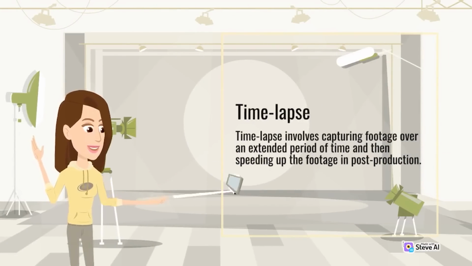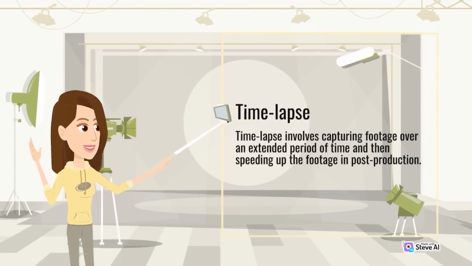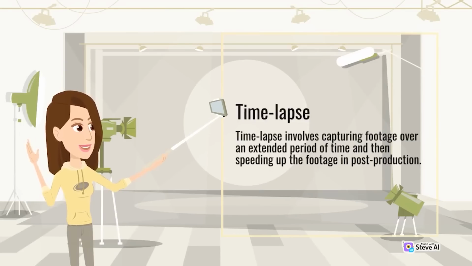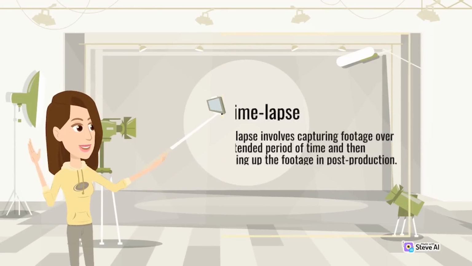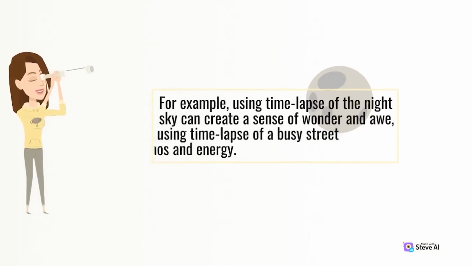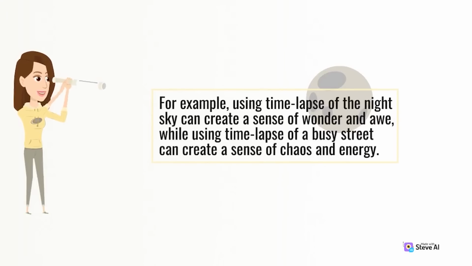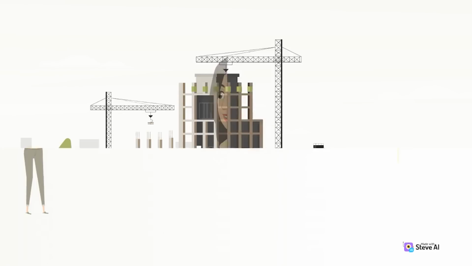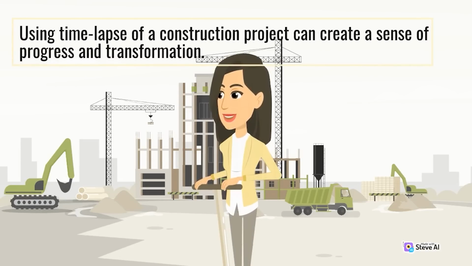Time-lapse. Time-lapse involves capturing footage over an extended period of time and then speeding up the footage in post-production. By using time-lapse, you can create a unique and distinctive look for your film. For example, using time-lapse of the night sky can create a sense of wonder and awe, while using time-lapse of a busy street can create a sense of chaos and energy. Using time-lapse of a construction project can create a sense of progress and transformation.